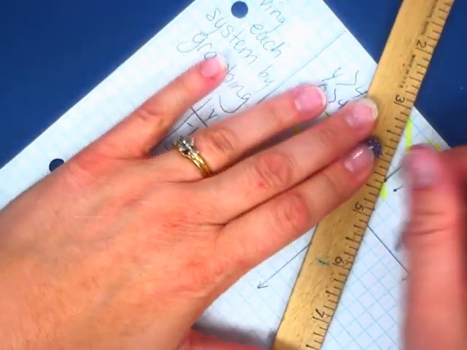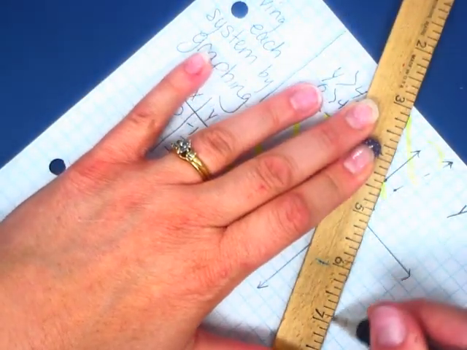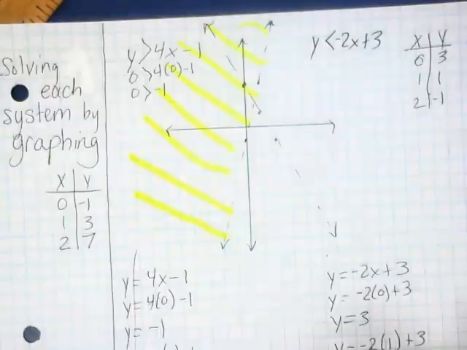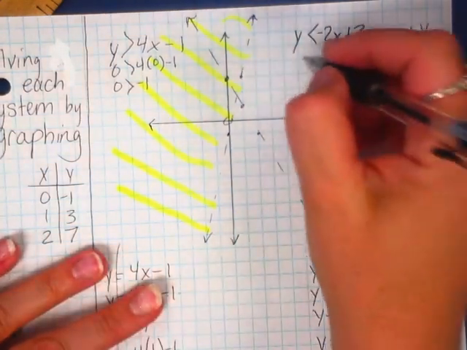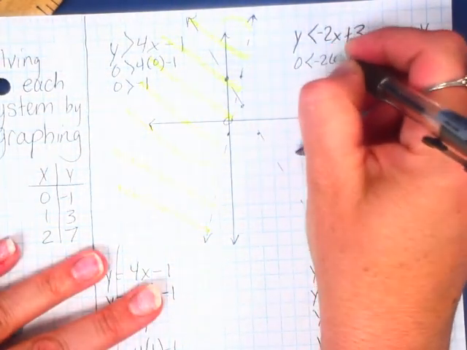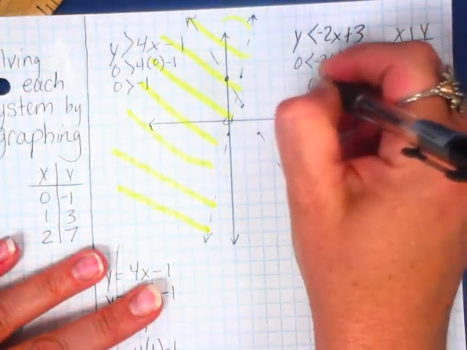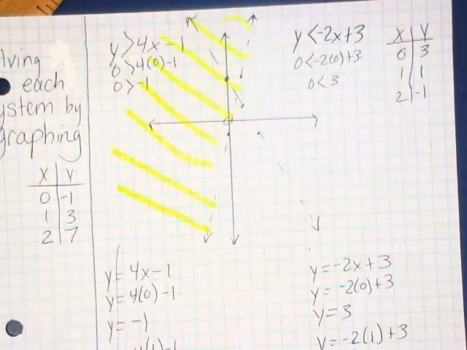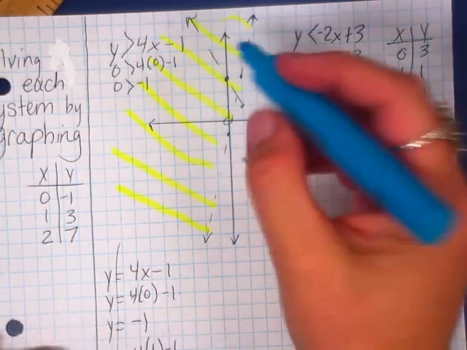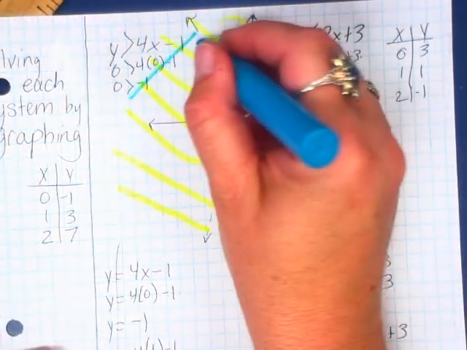It's very important that you know the difference. When there's no equal sign, you have to dash the line or it's wrong. And now I'm going to plug in 0, 0. It's not on my line, so I know it's going to be an easier one to do, and it works. 0 is less than 0 plus 3, and 0 is less than 3. So this side is what's going to be colored in.